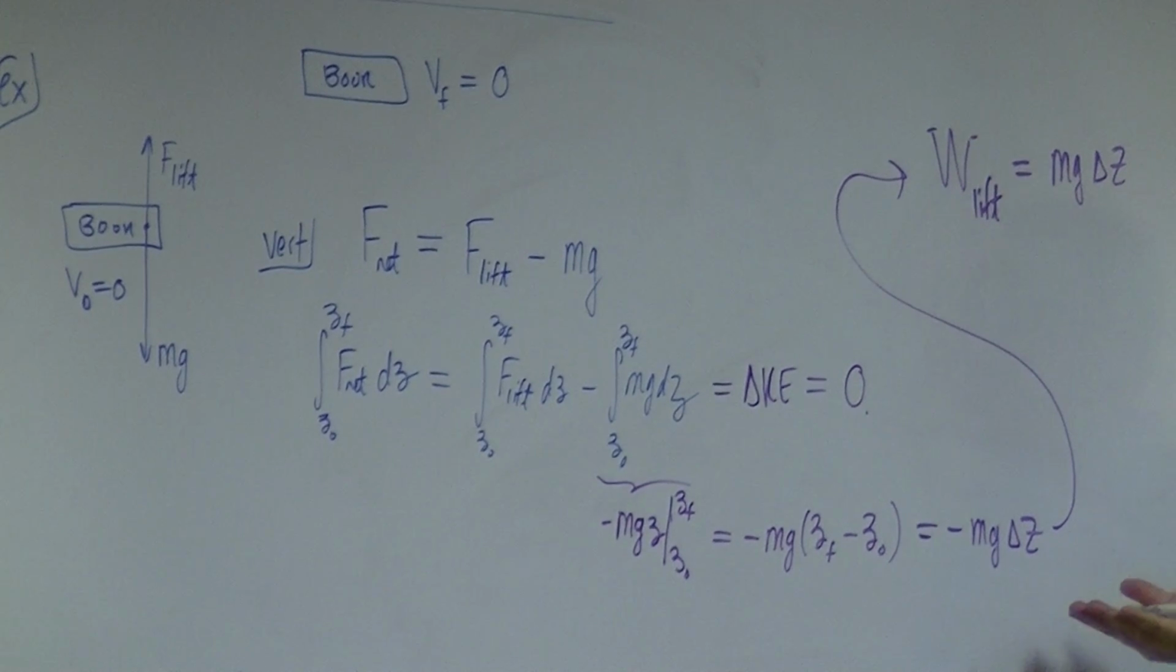So the work done by gravity is negative because gravity is pointing opposite the direction of motion, right? The work done by my hand lifting the book from the lower spot to the higher spot is positive because my lifting force is in the direction of motion. Does this make sense?